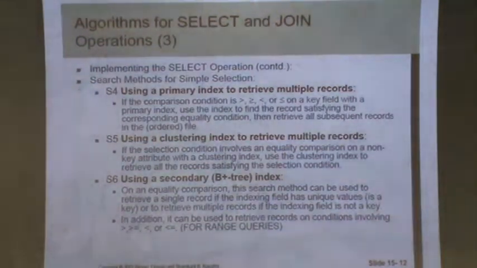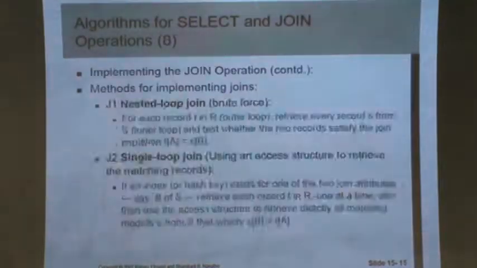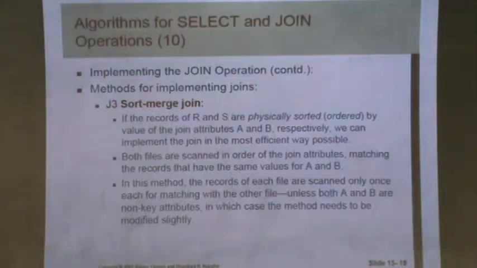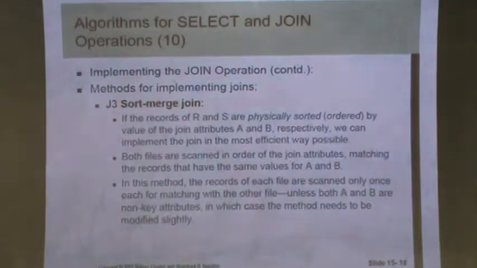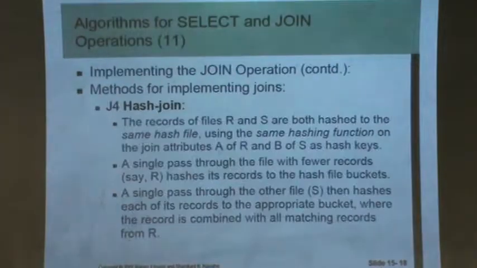And so we have such selection options, and also join conditions. We have the nested loop, the single loop, sort merge, and hash join. For example, the hash join has been used a lot in databases, but in your implementation, I'm not going to ask you to implement the hash join, but you should be able to understand what a hash join is.